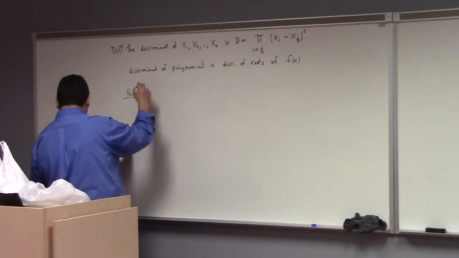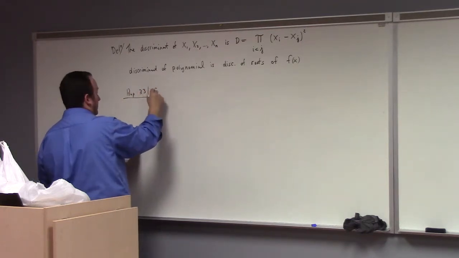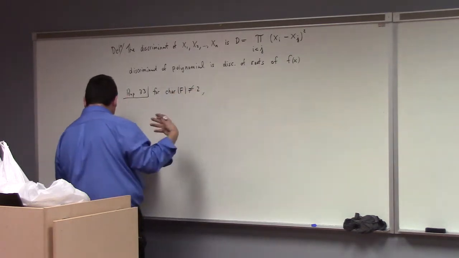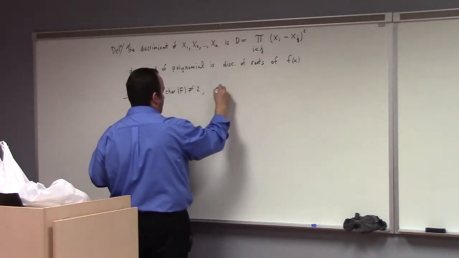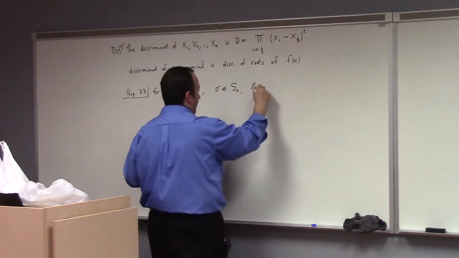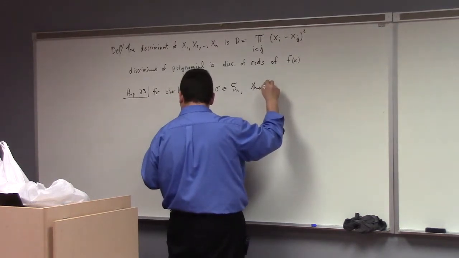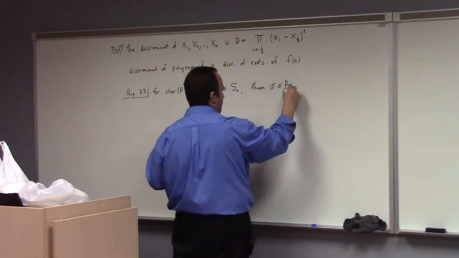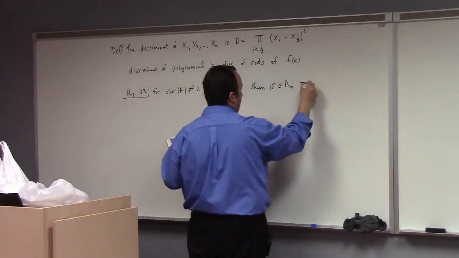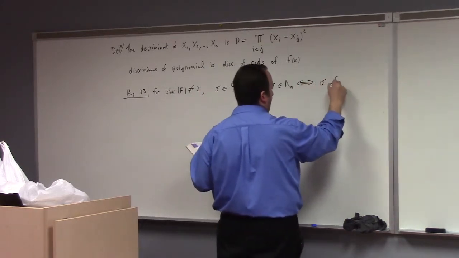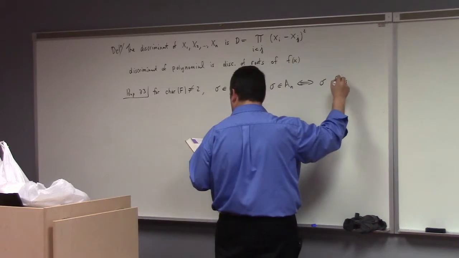Proposition 33: for characteristic of the field not equal to 2, sigma in Sn, then sigma is an element of the alternating group if and only if sigma fixes the square root of the discriminant D.